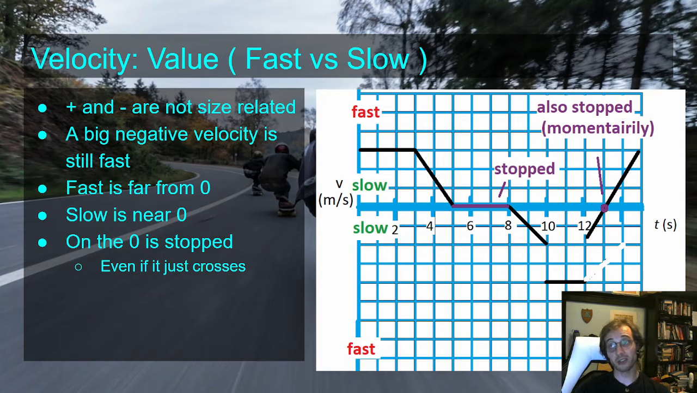One other thing about the value for the velocity is that a lot of it's going to come down to fast versus slow. So, if you are far away from 0, that means you have a big number for your velocity. That means the object is moving fast. That can be up high, but it can also be down low. Whereas in the middle, it would be slow.